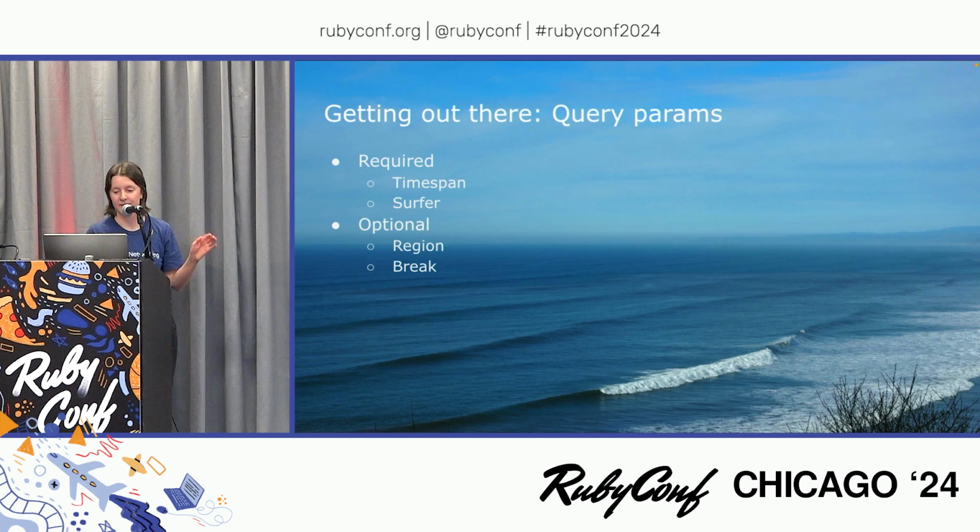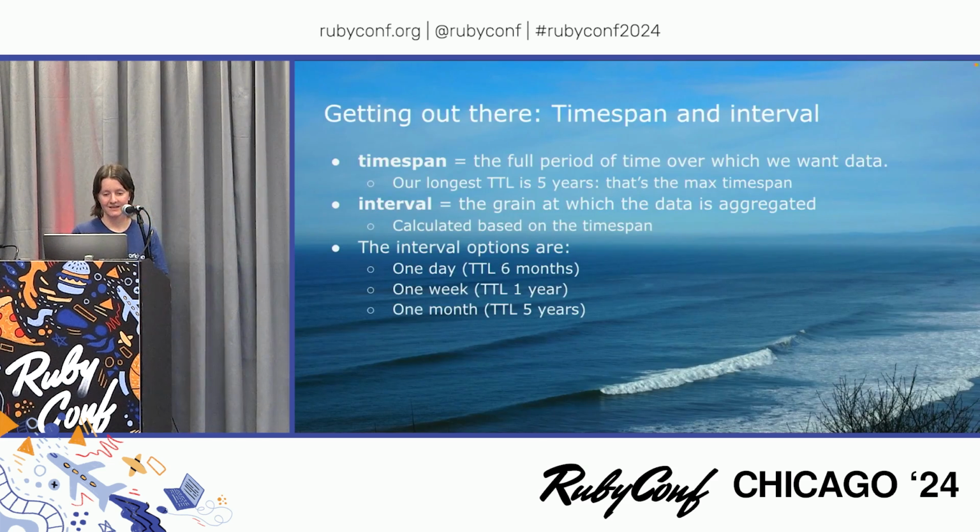It's important, though, to document and enforce that a user must also provide a region if they want to provide a break. Recall earlier that we noted you can't skip fields in the middle of the primary key, so you must provide a full prefix of the primary key, which in this case is surfer, region, and break in that order. Now that we have the user's request, we need to determine which aggregate table we'll be querying from.